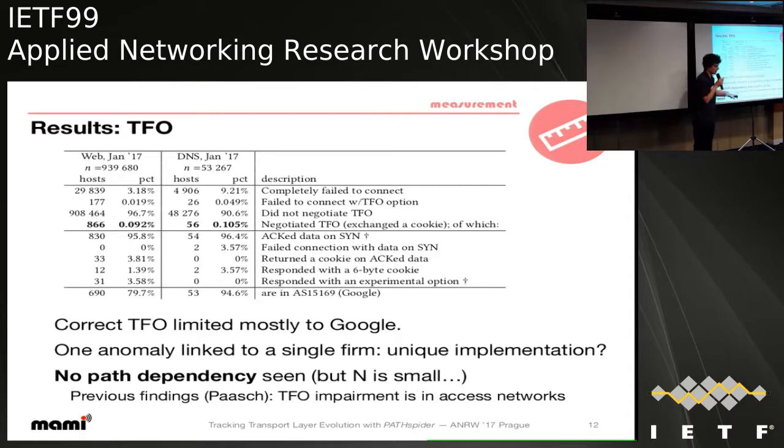And we also see no path dependency. But because pretty much only Google does this, we have a very small set of targets to measure against. So yeah, this has to be read with some care. But this is actually in line with previous findings that say that TFO impairment is almost always in the access networks. So even though N is small, it still shows us what we would expect to see.